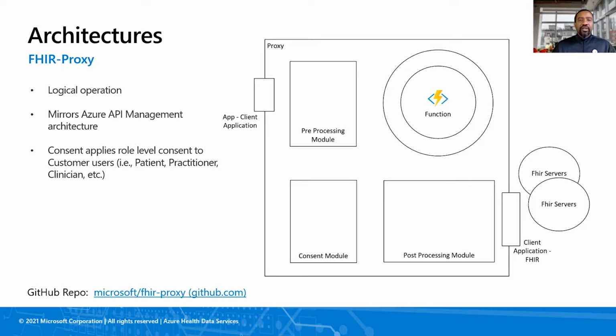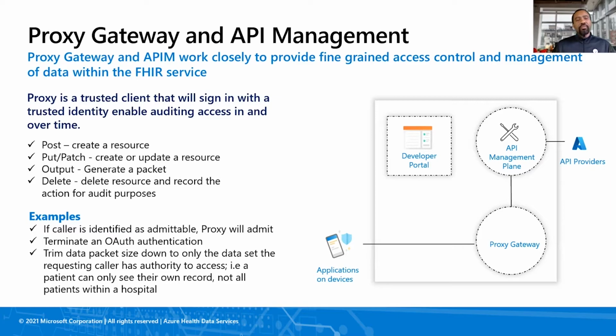A common question that I receive from customers and partners is, why did you build FHIR Proxy? Why isn't everything just done using the Azure API Management service? There are a couple of reasons for that. I'll go with the simple reason first, is FHIR Proxy is really a low-cost, very, very focused solution that's pretty easy to deploy and for our customers to go ahead and implement and begin to use quickly.